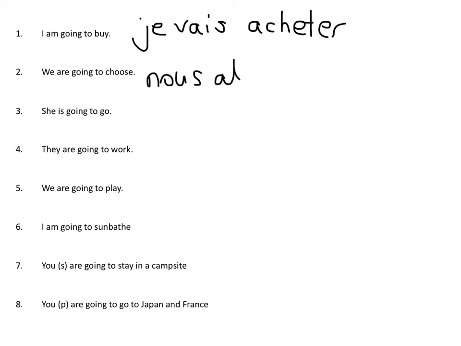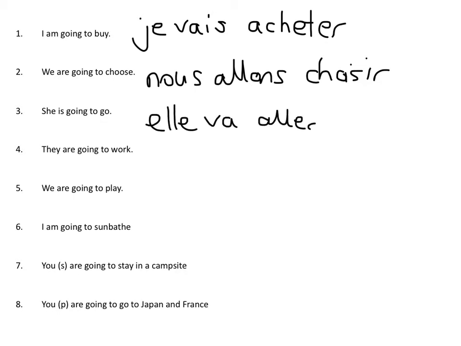Okay, so let's just check you've got those right. Okay, I'm going to buy. So we need the je form. So je vais, and then the verb acheter. Je vais acheter. Second one, we're going to choose. So we need the nous form, nous allons, and then the infinitive choisir. Nous allons choisir. Next one, she is going to go. So we need the elle form of the verb. Elle va plus the infinitive aller.